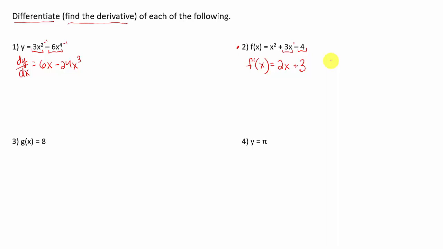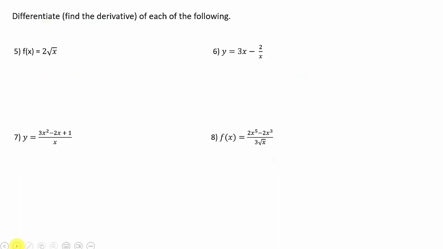That's my derivative. Okay, on this one we're going to write g prime of x, and this is just a constant, and anytime I see a constant, just like we did up here on number 2, the derivative of a constant is 0. So that's my answer. All right, I want you to pause the video, take a minute, think about number 4, and try that one. Okay, on number 4 we're going to say dy dx equals, and guys, pi is just a number. We know it as 3.14. There's a lot more to that, but pi is just a number, and so the derivative is 0.